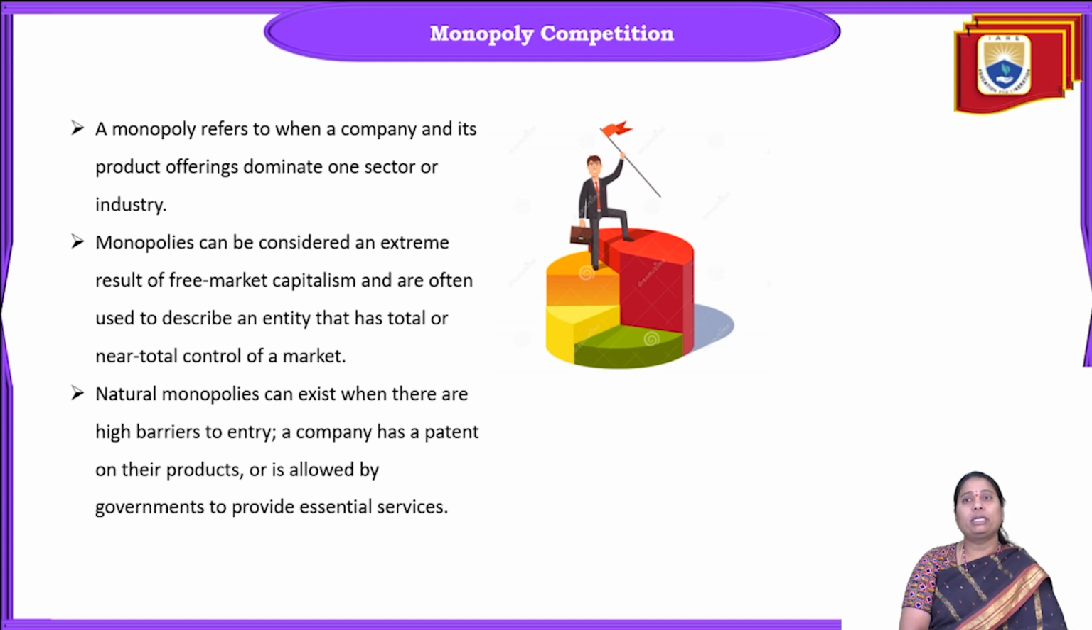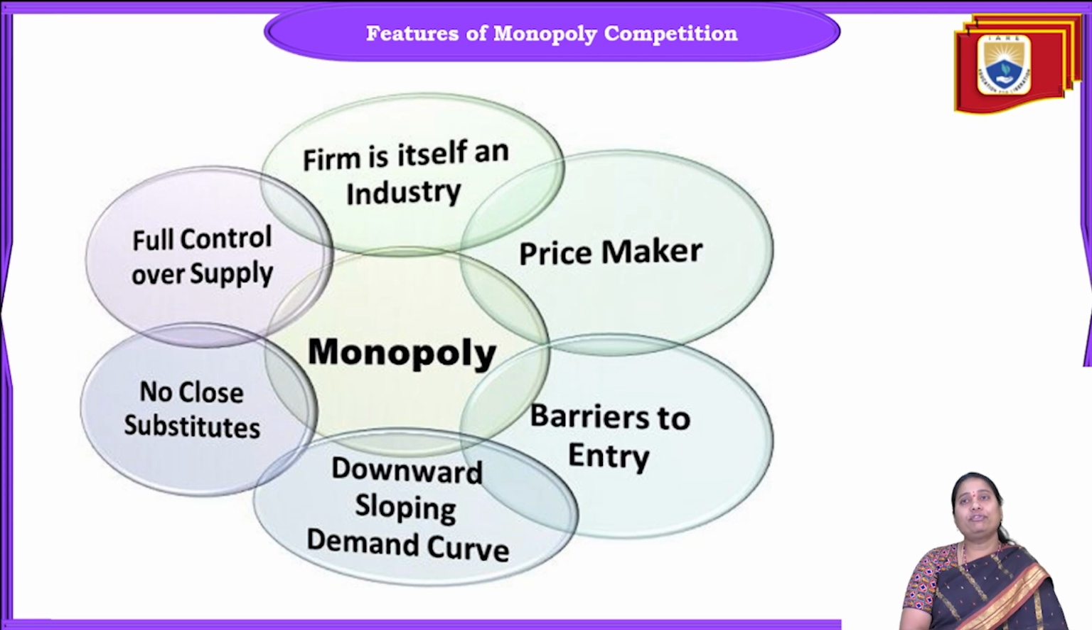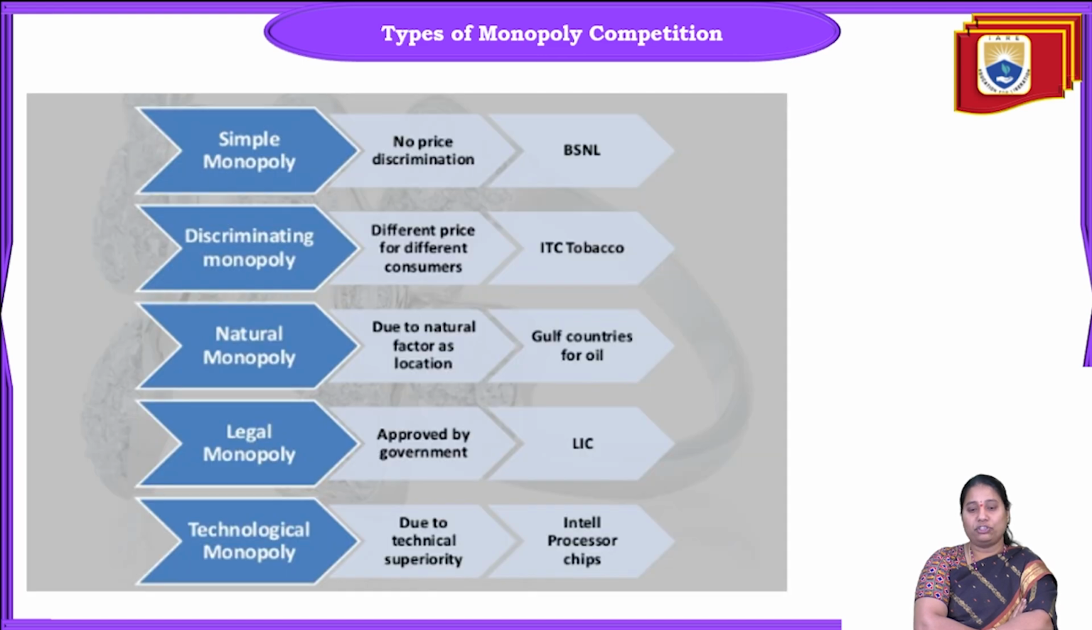In imperfect competitive markets, if there is only one seller and a large number of buyers, then we can say it is a monopoly market. It refers to a company and its product offering dominating one sector or industry. The features of this monopoly are: they are the price makers, there are barriers to entry, a downward sloping demand curve will always be there, there are no close substitutes, and full control over the supply of the product is with only one person. Those are the features.